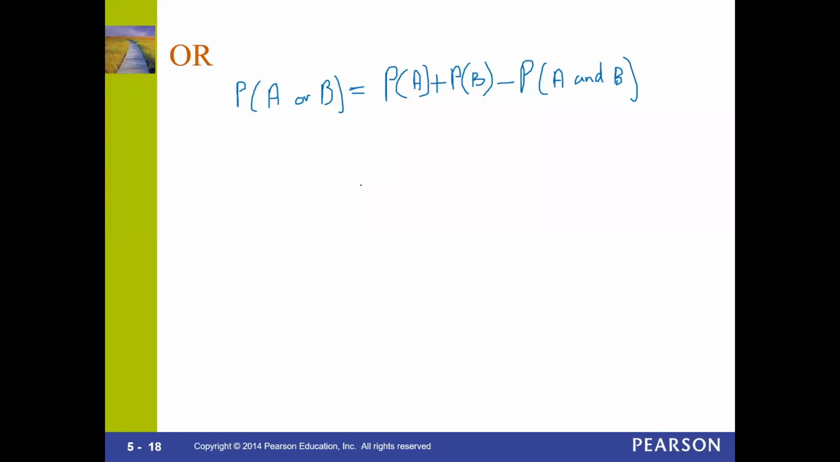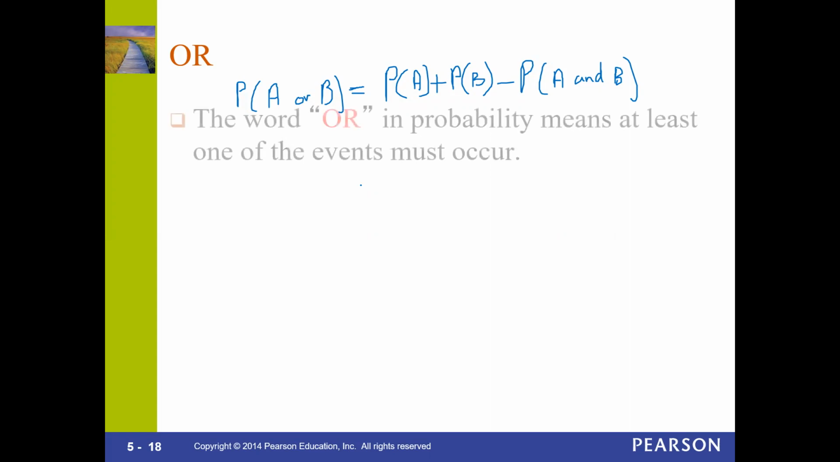I will also put it back again for you so you can see. Okay, so what is that formula for? The probability of OR means at least one of the events must occur. That means A can occur, or B can occur, or both of them happen. That's what it means.